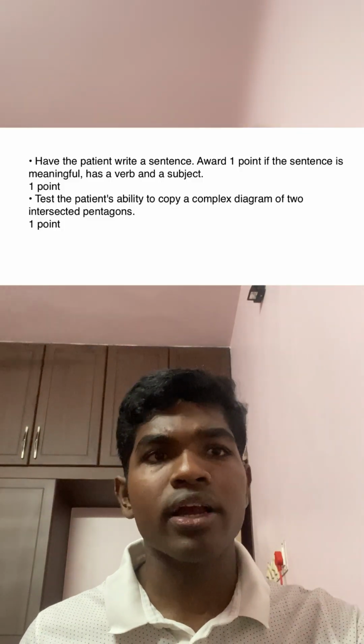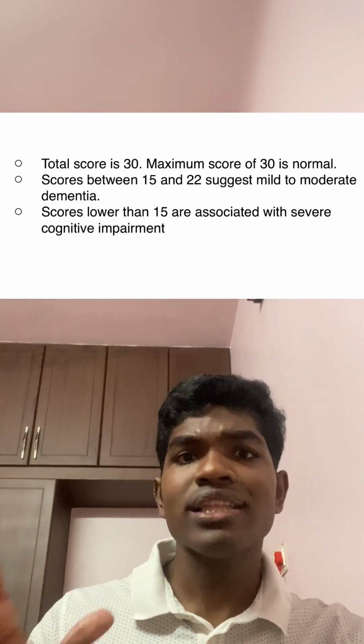And the last one, if the patient is able to copy a polygon or pentagon, this is 1 point. So total of how many? 9 points. 1 point for the pentagon copy, 1 point for a meaningful sentence, 1 point for obeying a written command, 3 points for obeying a verbal command, 1 point for correct repetition, and 2 points for naming the objects properly. So totally 9 points, and the total score is 30, that is the maximum score.